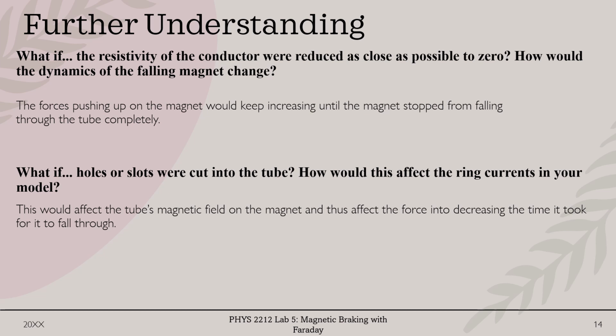How would the dynamics of the falling magnet change? Well, the forces pushing up on the magnet would keep increasing until the magnet stopped falling through the tube completely. And what if holes or slots were cut into the tube? How could this affect the ring currents in your model? The model would be affected by the tube's magnetic field on the magnet, and that would in turn affect the force and decrease the time it took for the magnet to fall through.